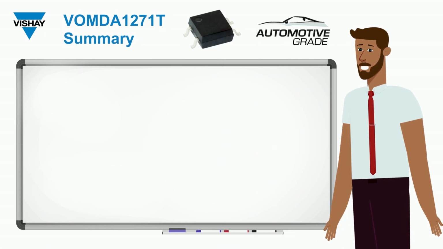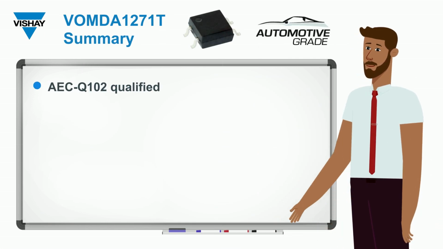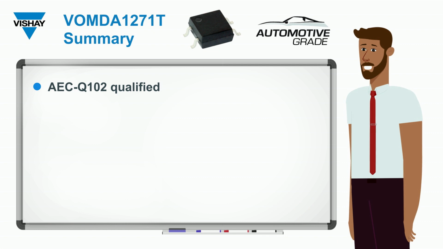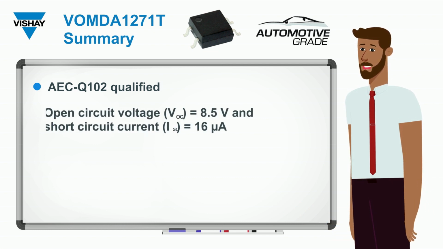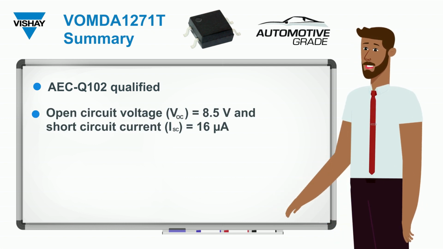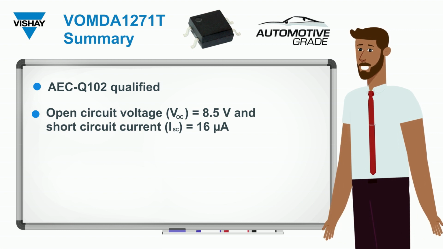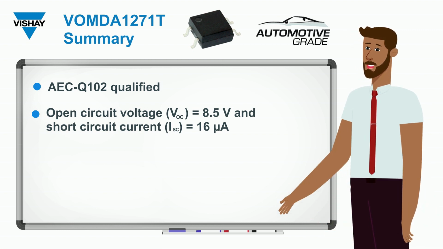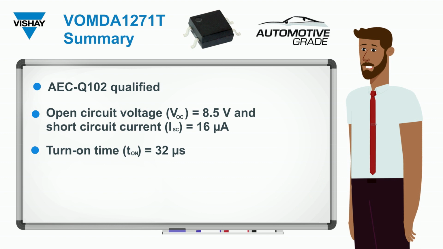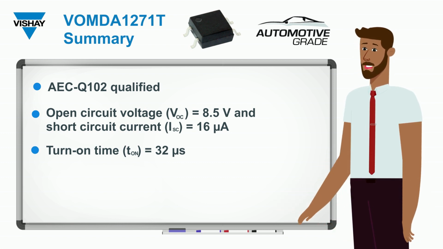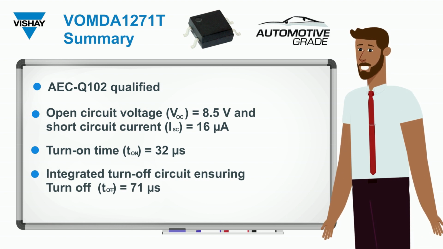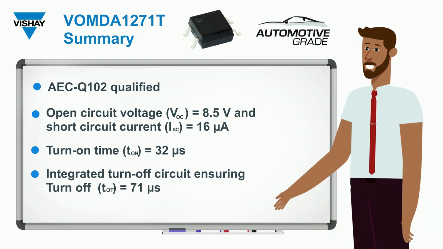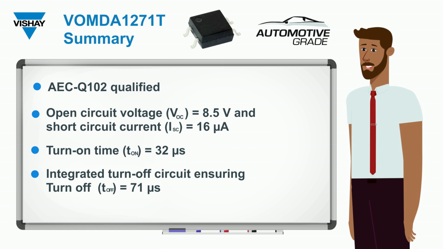In a nutshell, VOMDA1271 is an AEC-Q102 qualified photovoltaic MOSFET driver with an open circuit voltage of 8.5 volts, short circuit current of 16 microamperes and turn on time of 32 microseconds. VOMDA1271 comes with an integrated turn off circuit ensuring turn off time of 71 microseconds.